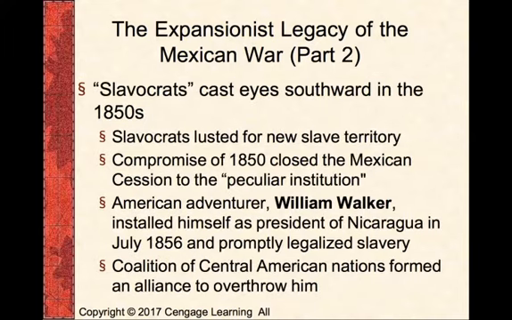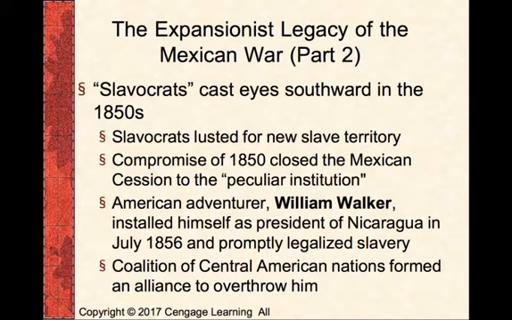But the slavocrats, the Southern Democrat slave owners, cast eyes southward. They see that Southern territory as new slave land, especially since the Compromise of 1850 closed, for all intents and purposes, New Mexico and Utah for slavery.